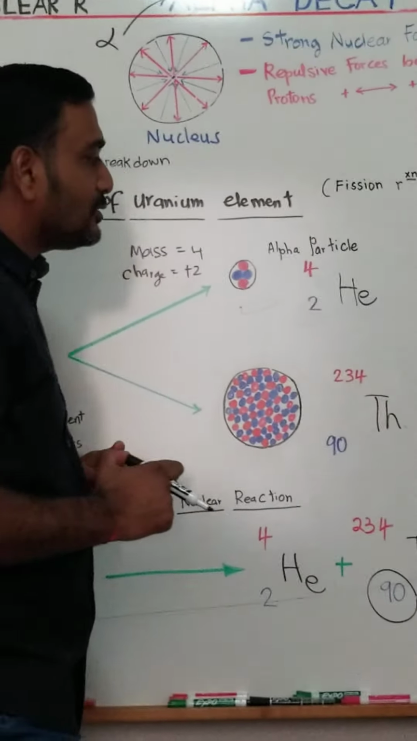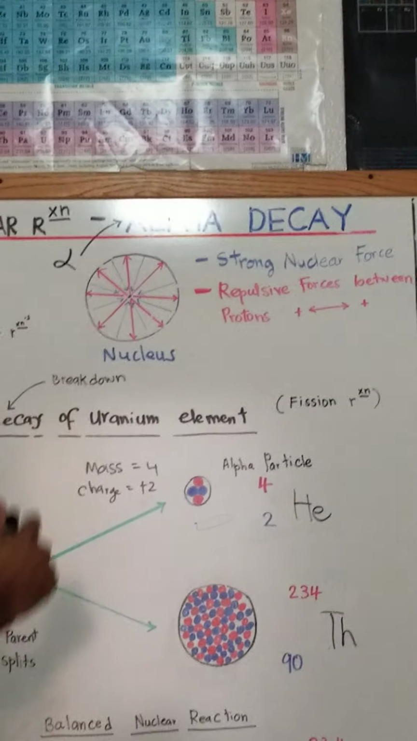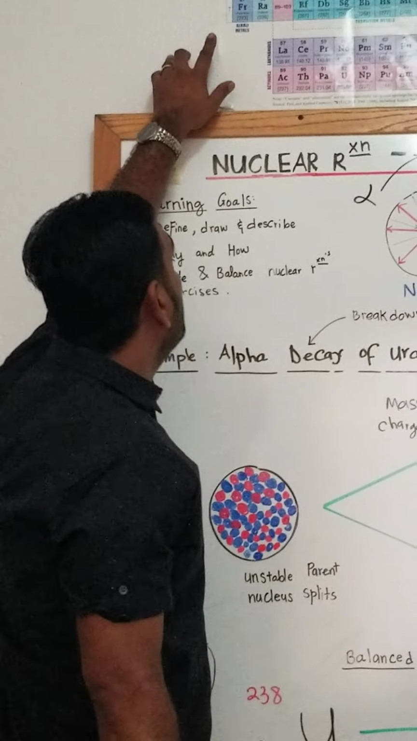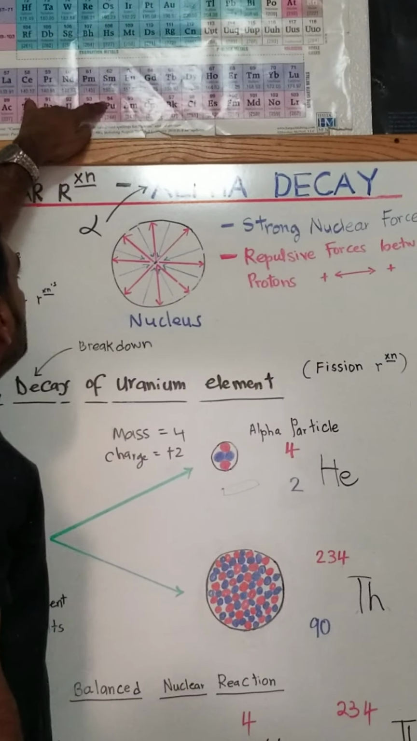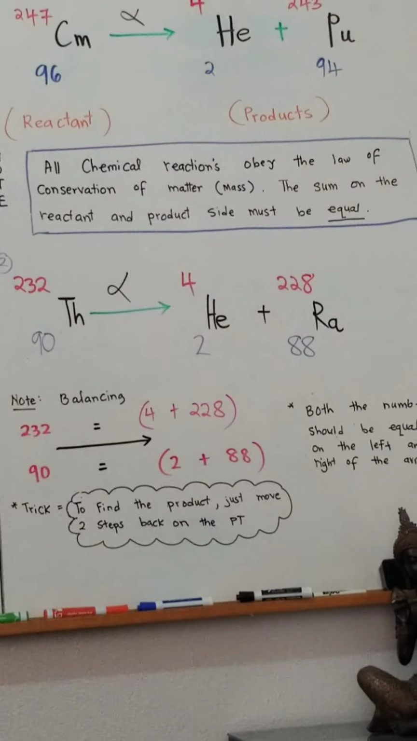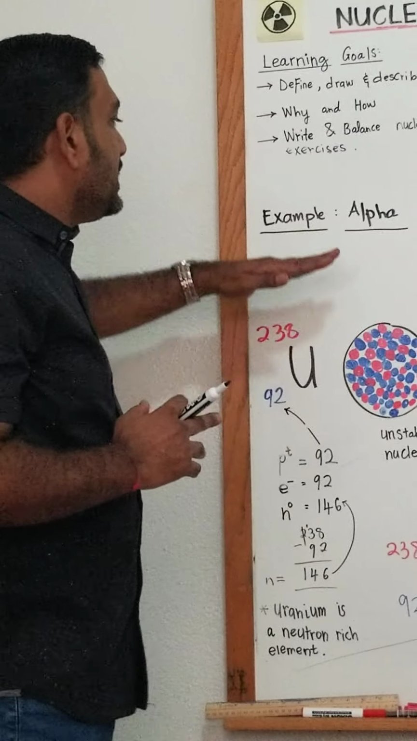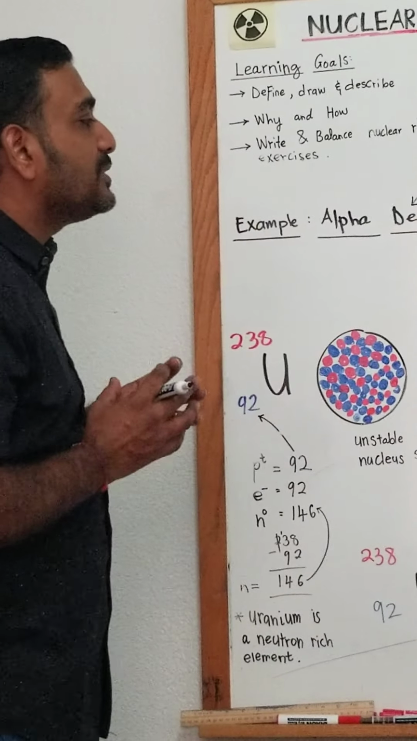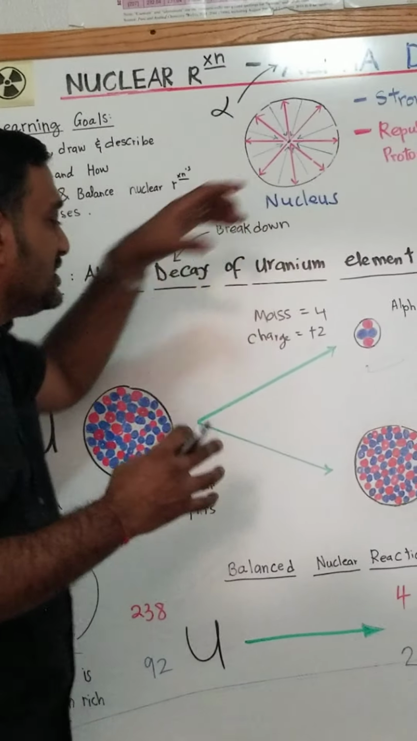The trick is, if it is alpha decay, if I start at thorium on the periodic table, I go back 2 steps. If I go back 2 steps, I end up at radium. Let's start at curium. Curium is element number 96. I move 2 steps back. It is element plutonium. So that's how we get plutonium. So all in all, chemical reactions have to obey the law of conservation of mass and matter. So a very huge nucleus is going to break apart just to stabilize it, to reduce the repulsive forces inside the nucleus.